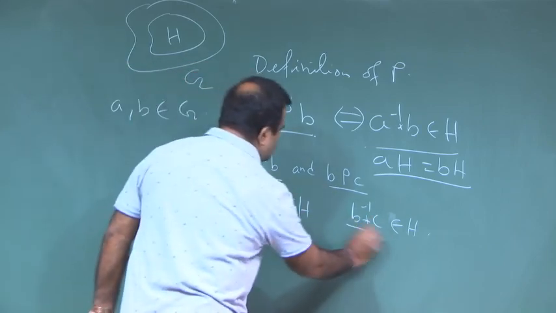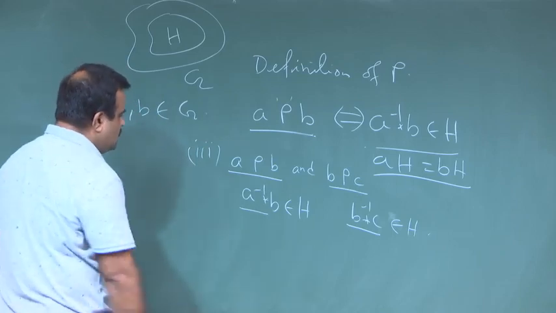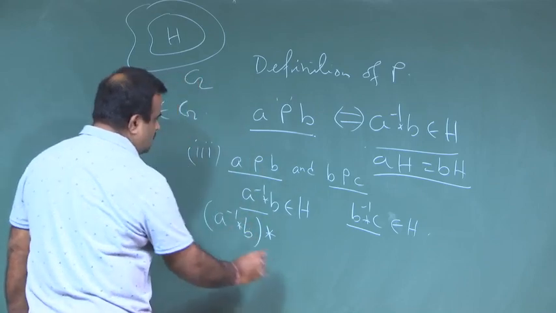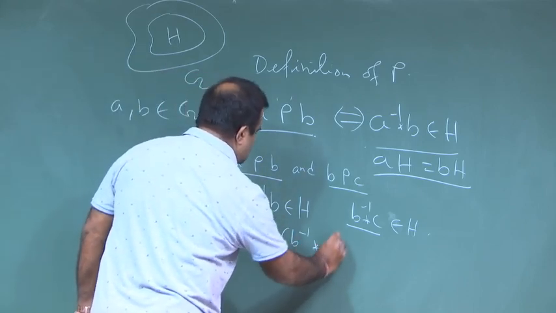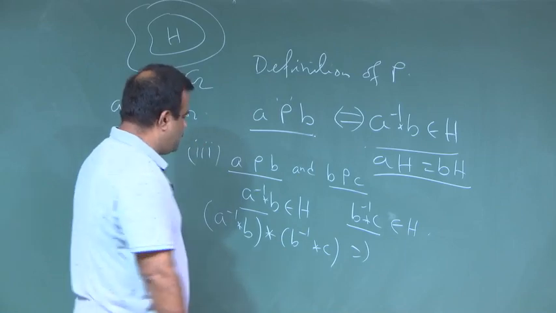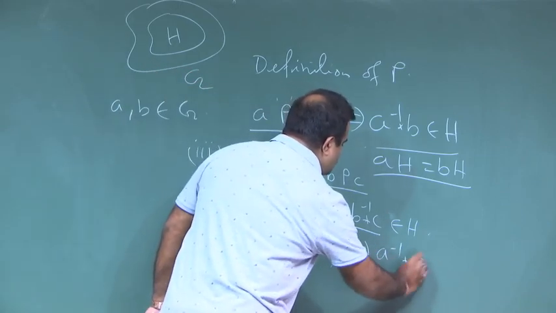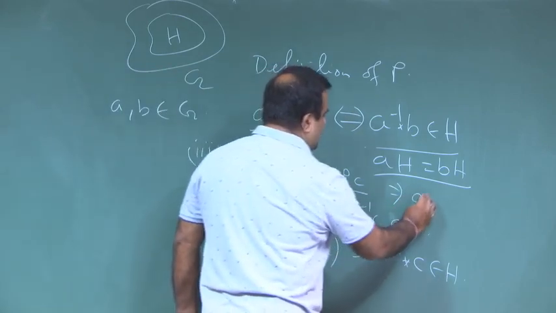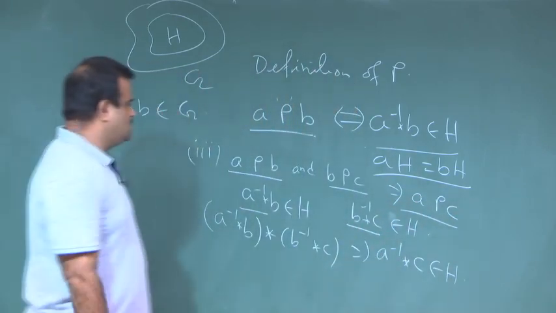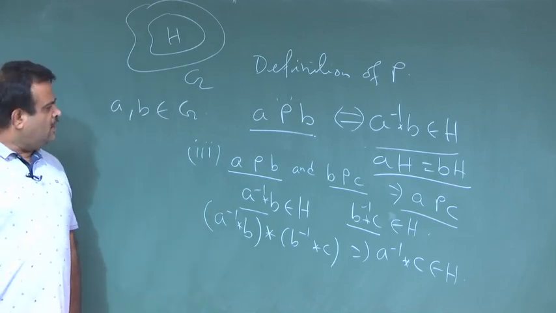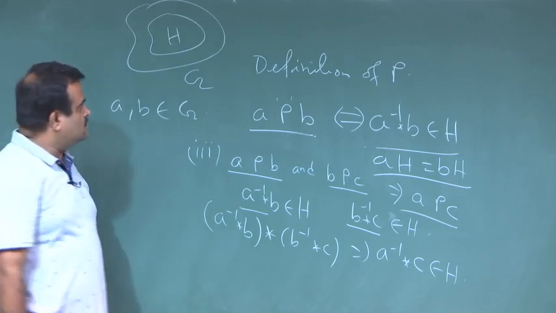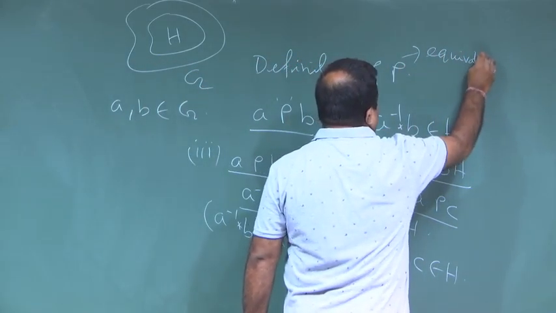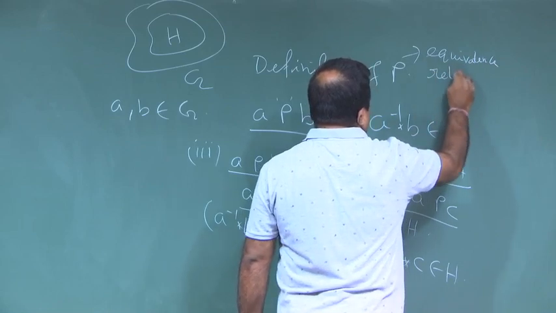Now, if this belongs to H and this belongs to H, then we can compose these two, A inverse B and B inverse C. So, this implies by the associativity property that A inverse C belongs to H. So, this implies A is related to C. So, the transitivity property is satisfied. That means rho is an equivalence relation. Okay.